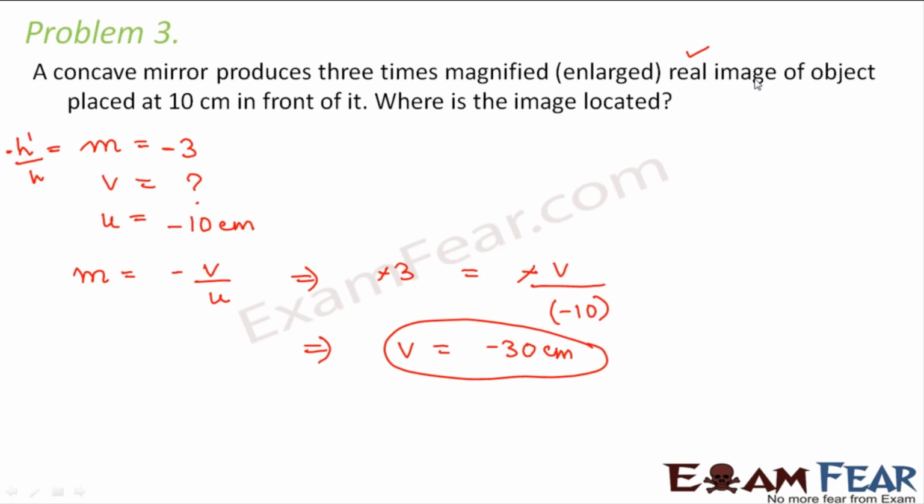See here it talked about real image, so you should put the magnification as negative, because a real image always means an inverted image. A virtual image would mean a direct image, so in that case we will put magnification as positive.